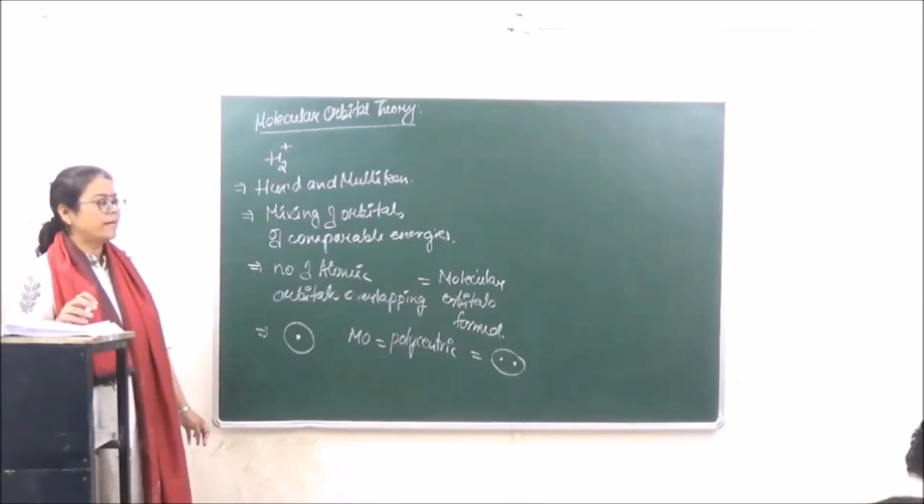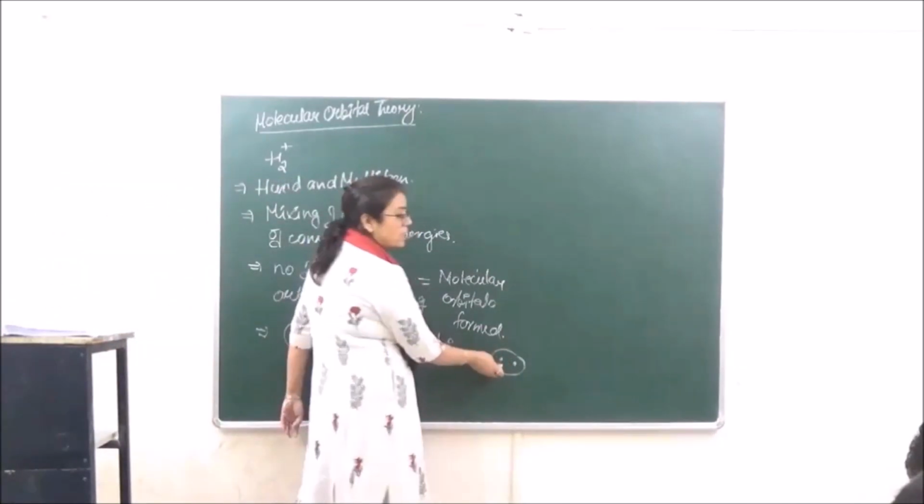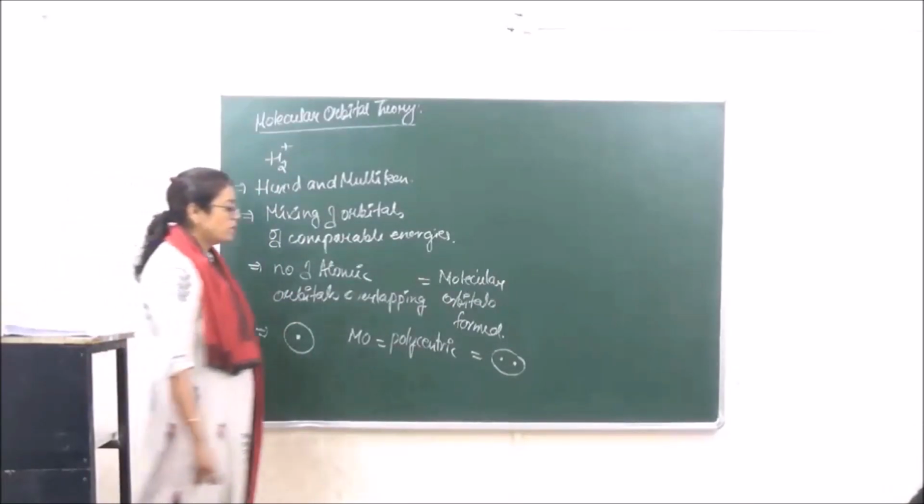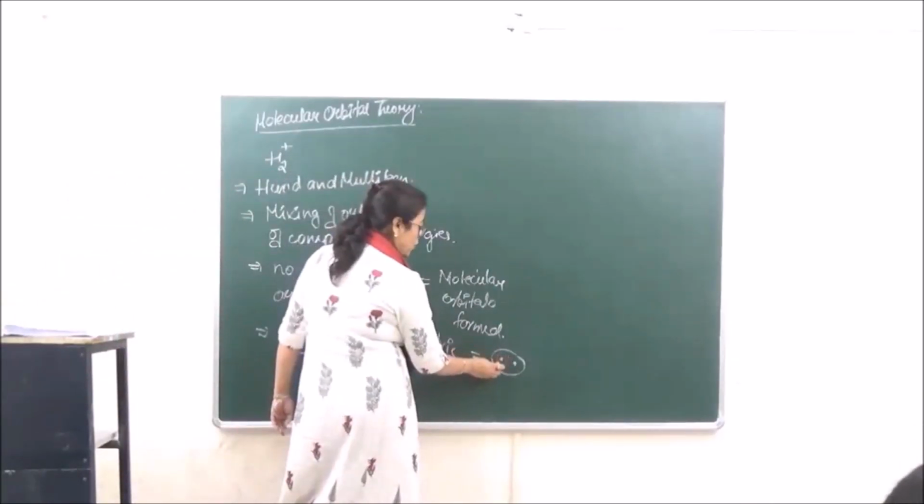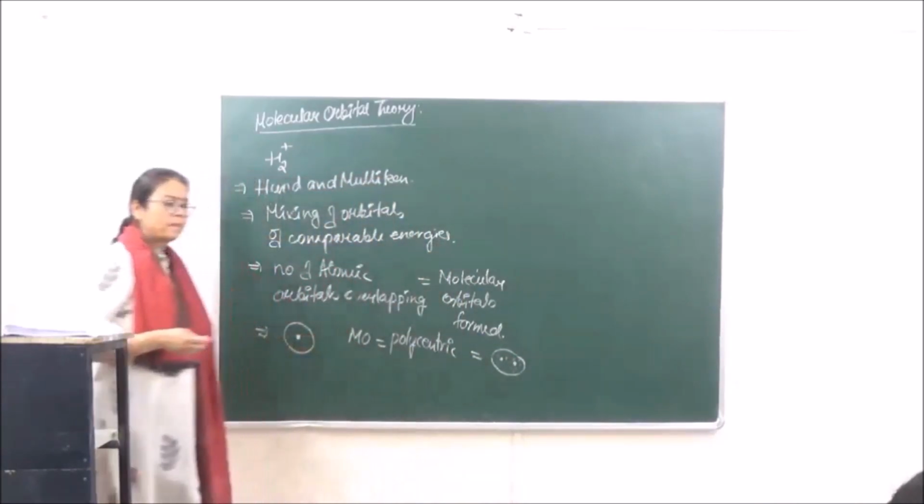Maximum probability of finding the electron. So as you can see over here, it is multinucleated, binucleated in this case. So the probability of finding the electron will be maximum around both the nuclei.